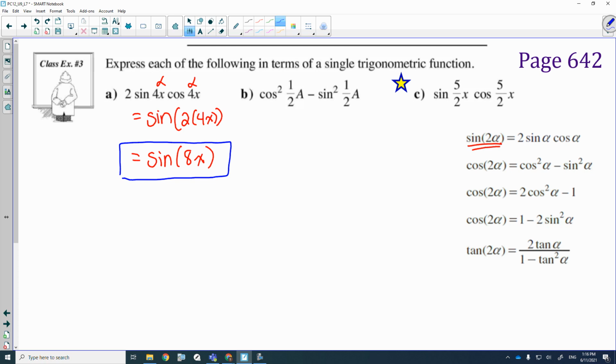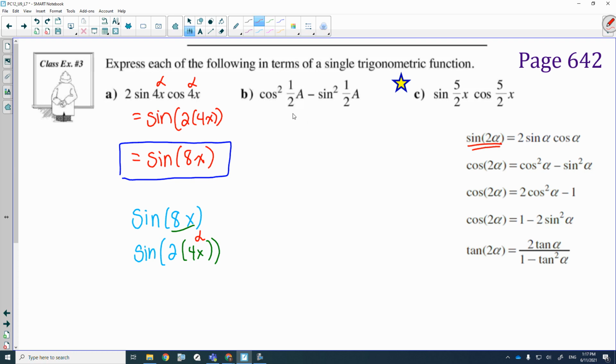What I want to show you is how we could go from here, which was class example 2, back to here if you really wanted. If I gave you the sine of 8x and said write that as a double angle, you would say, okay, I need a 2, right? What does alpha become? 8x divided by 2 is 4x. This would be my alpha. You would then take this double angle for sine, use the identity for it, and get back to exactly where we started.